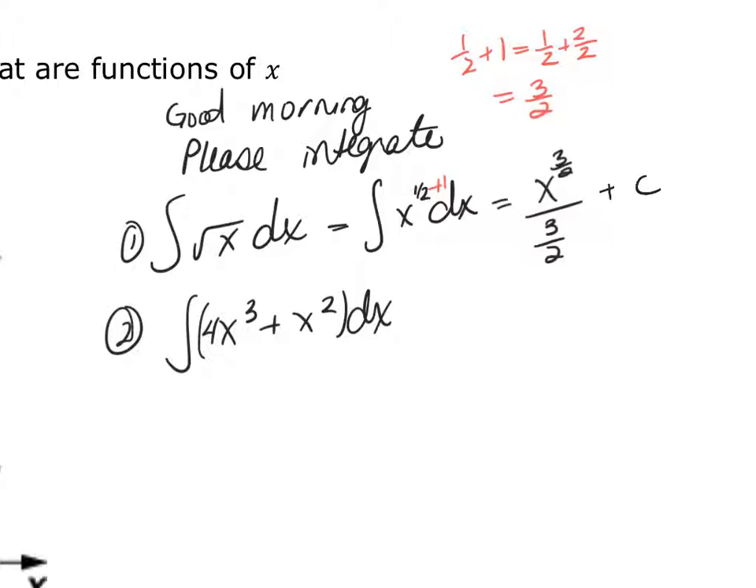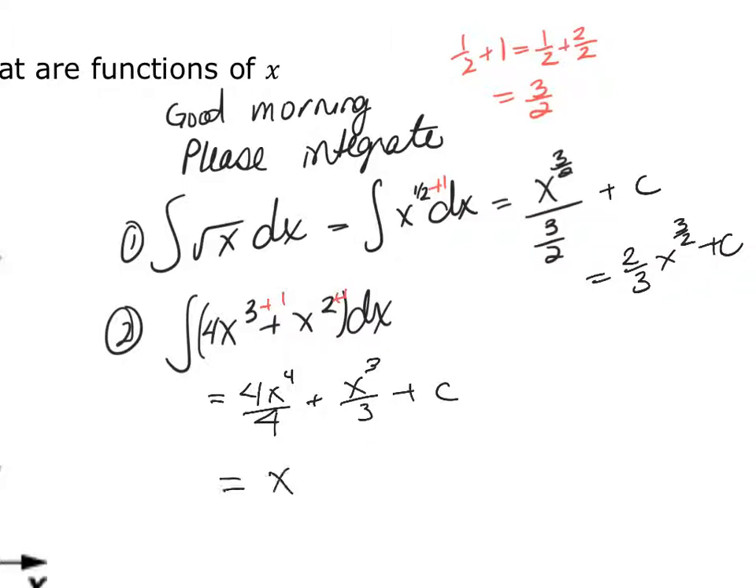So this ends up becoming 2/3 x raised to the 3/2 plus c. So that is the answer to the first one. The answer to the second one is, again, I'm going to add 1 to both of these powers and then divide by those powers. So this is going to be equal to 4x raised to the 4th divided by 4 plus x raised to the 3rd divided by 3 plus c. In other words, I have x to the 4th plus 1/3 x raised to the 3rd plus c.